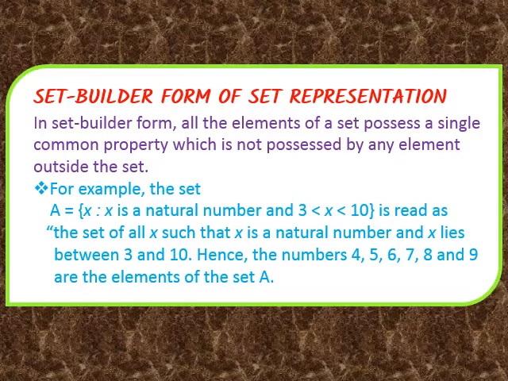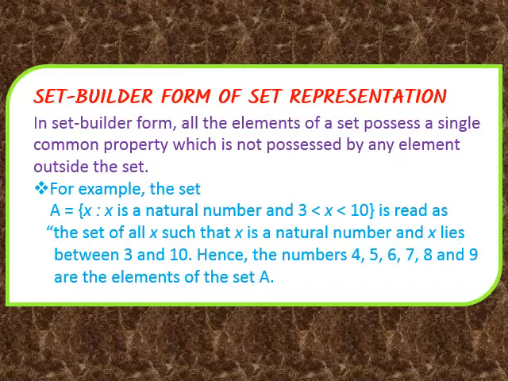If I am saying that we have to write all the natural numbers between 1 and 10, between simply means what? Excluding 1 and 10. So we will get the set 2, 3, 4, 5, 6, 7, 8, 9. Now we cannot say that 13 possesses this property. So set builder form means simply defining the property by which the elements are defined.